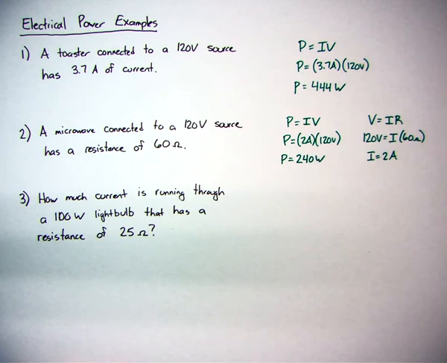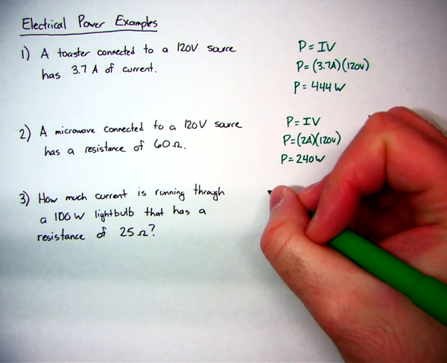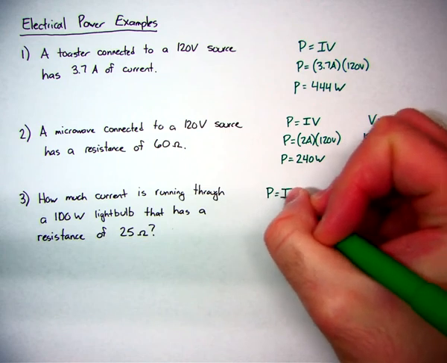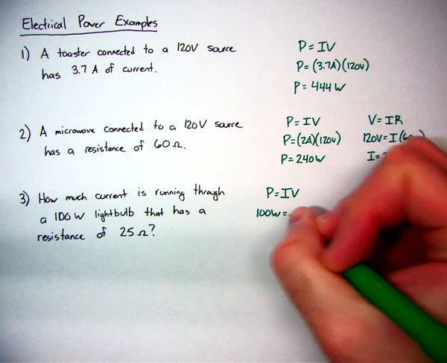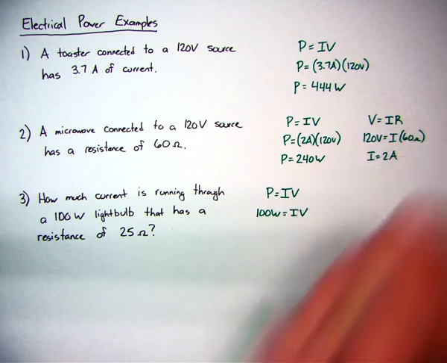Now that leads to our third one here, because I wanted to show that there's a connection between Ohm's law and our power equation. In fact, you can use both of them to solve different problems. For this last one: how much current is running through a 100-watt light bulb that has a resistance of 25 ohms? I know from the power equation, P equals I times V, and I have a 100-watt light bulb. I don't know what I is, I don't know what V is.